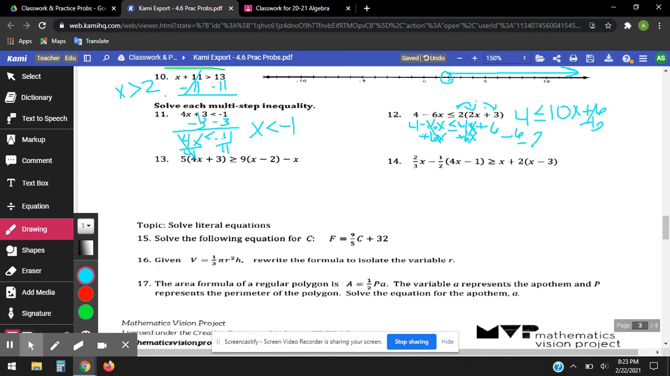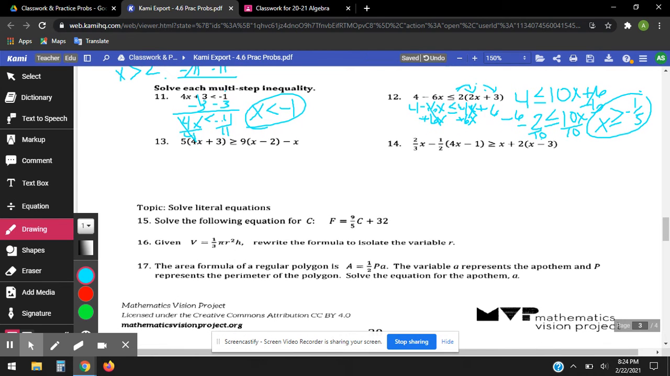4 minus 6 is -2, which is less than or equal to 10x. Now I need to get rid of my times 10, so divide by 10. I'm going to put my x first. X is greater than or equal to -1/5 when I simplify that one.